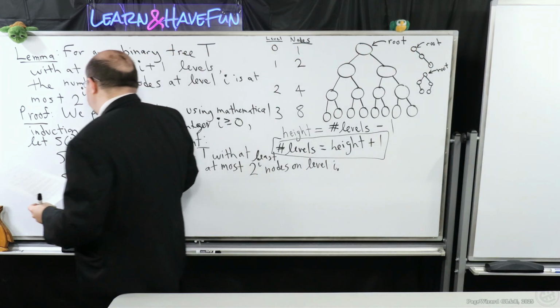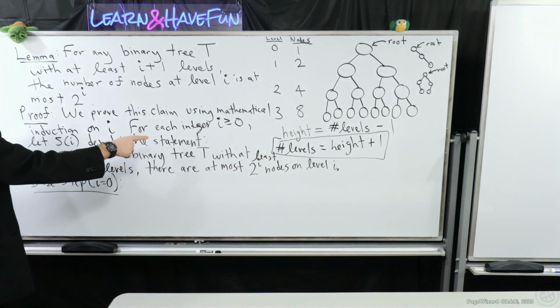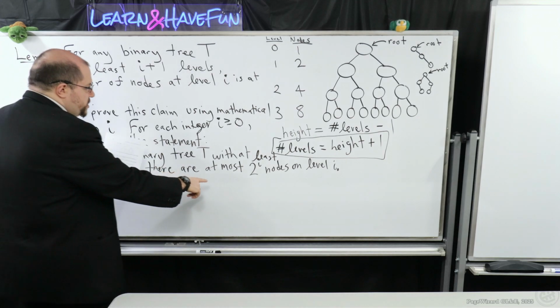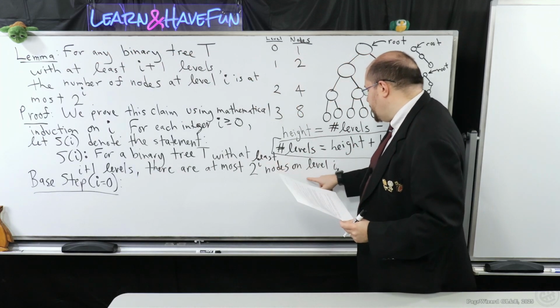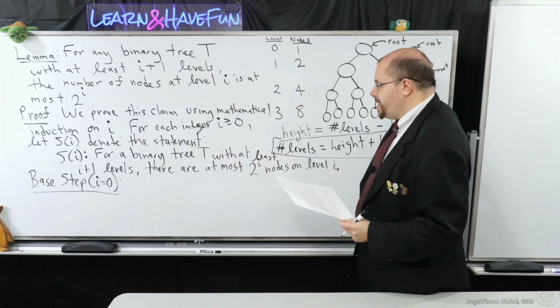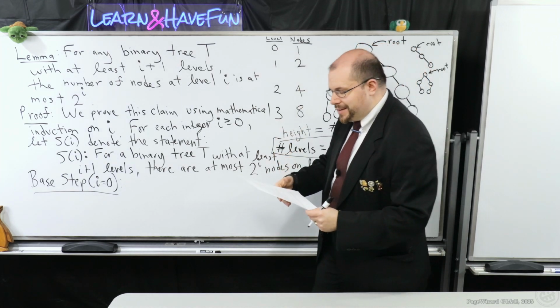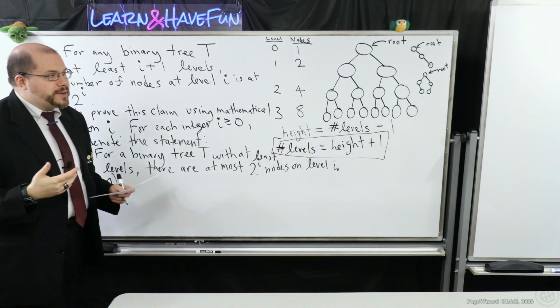So what is this statement? Now let's look everywhere where we have 0. So I here is now 0. So S of 0 says for a binary tree T with at least 0 plus 1 levels, or 1 level, there are at most 2 to the power of 0 nodes on level 0. But what's 2 to the power of 0? It's just 1, right? So keep in mind, remember, we're proving this for arbitrary binary trees.